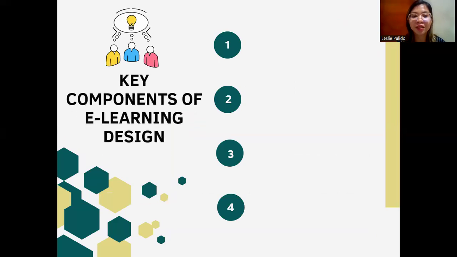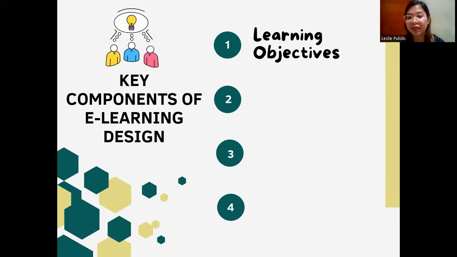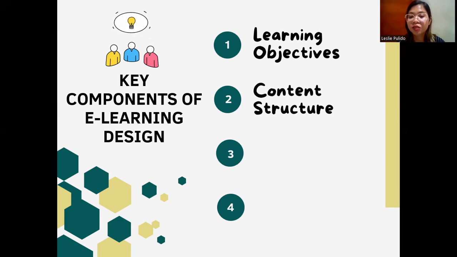Now, here are the key components of the e-learning design. We have the learning objective. Establishing clear learning objectives guides the creation of course content and the assessments, ensuring that all elements contribute to the specific educational goals. And the content structure: organizing the content logically and engagingly is very crucial for effective e-learning. This will include breaking down of complex topics into multimedia, ensuring best learning experiences to the learners.